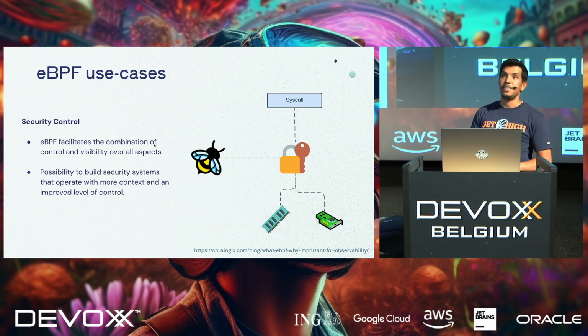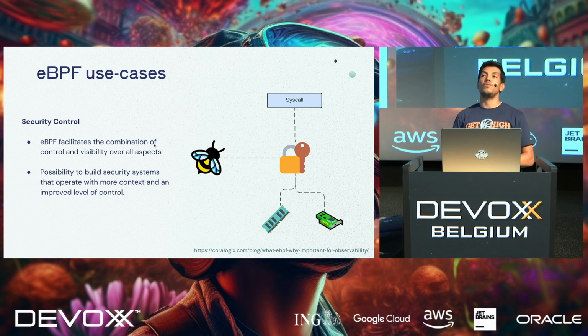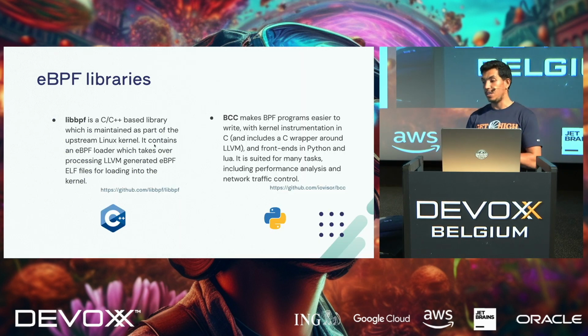Security control. Again, all the calls pass through the kernel. The kernel can decide what packet to drop, what packet to forward, what packet to keep, what process to kill, and so on and so forth, which is really awesome.